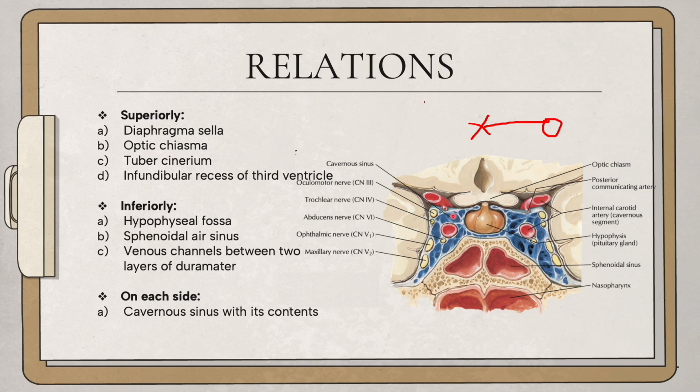On the lateral side of the sinus, there are the oculomotor nerve, trochlear nerve, ophthalmic and maxillary divisions of the trigeminal nerve, the internal carotid artery with the sympathetic plexus around it, and the abducens nerve behind it.